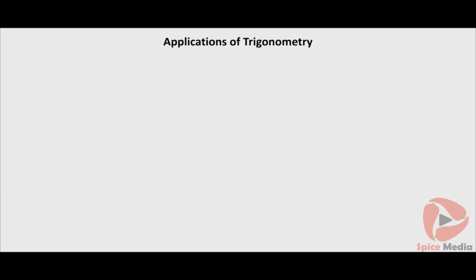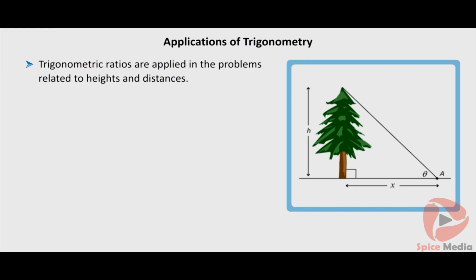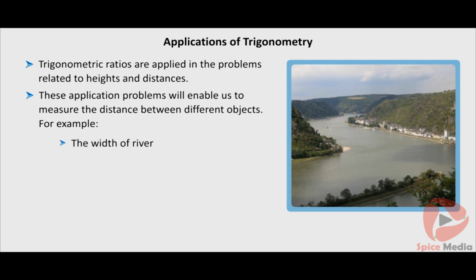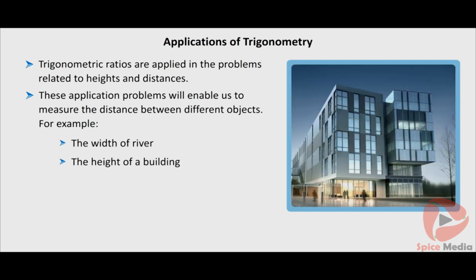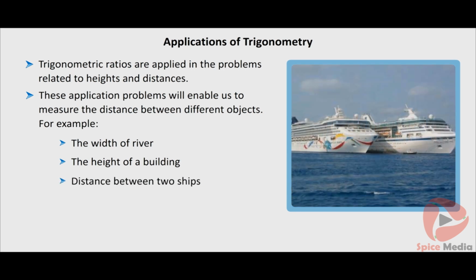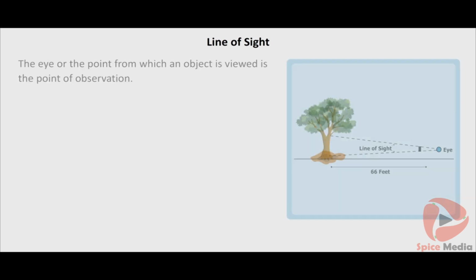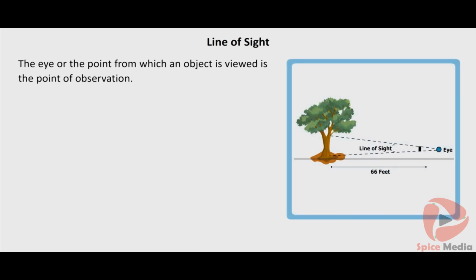Applications of trigonometry. Trigonometric ratios are applied in the problems related to heights and distances. These application problems will enable us to measure the distance between different objects. For example, the width of a river, the height of a building, distance between two ships, distance between a lighthouse and a ship. Line of sight. The eye or the point from which an object is viewed is the point of observation.